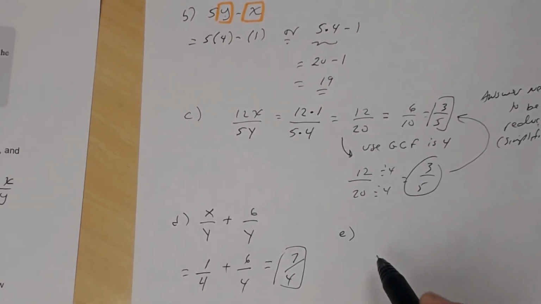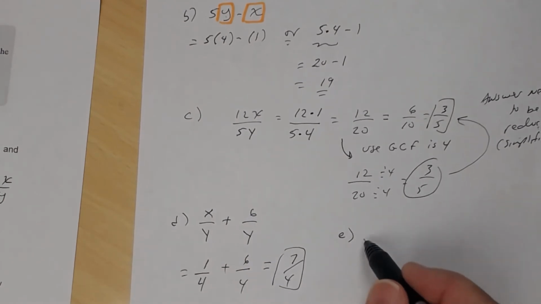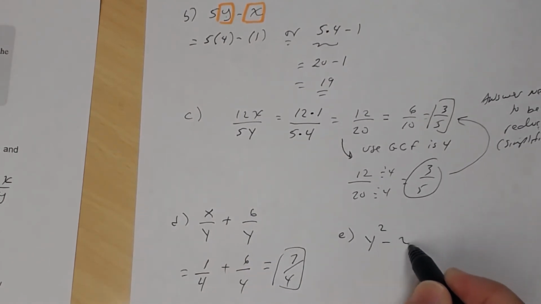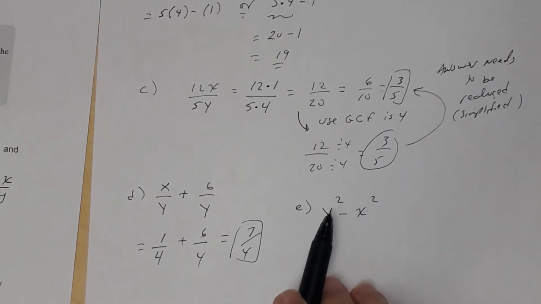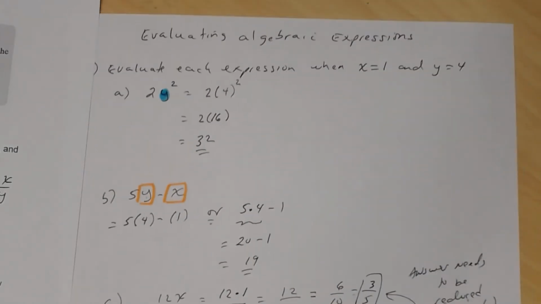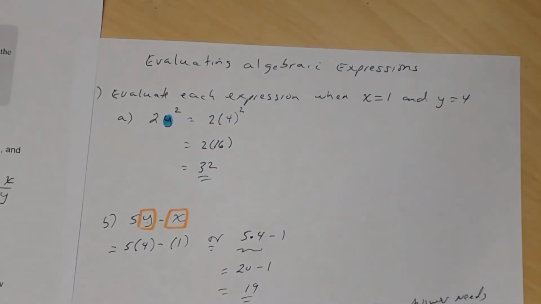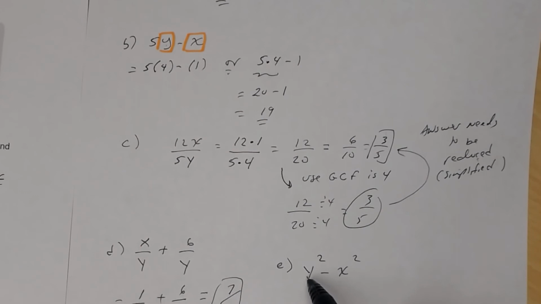So letter E. Let's look at E now. So letter E. Suppose we had y squared minus x squared. Y squared minus x squared. Now be careful with this one because you are squaring and then you're also subtracting. And again, if any of these were negative, it would be a very good idea, in this case, you really need to put these in parentheses. All right, but it's not.